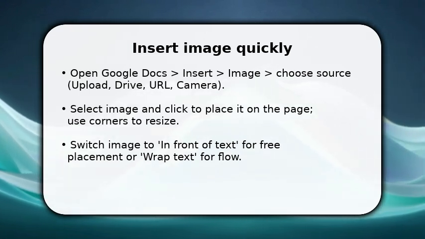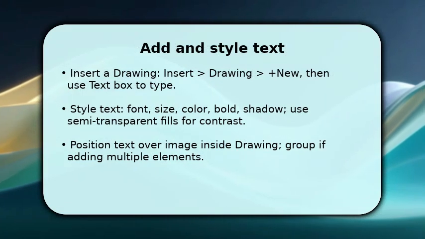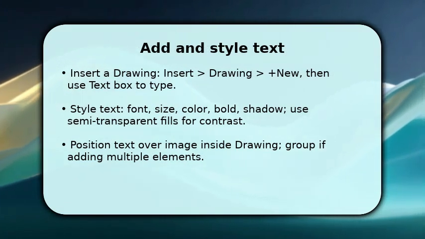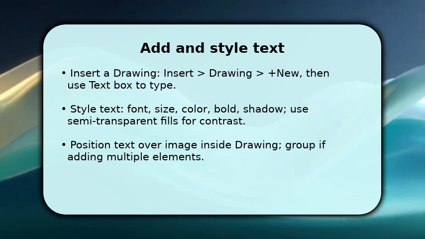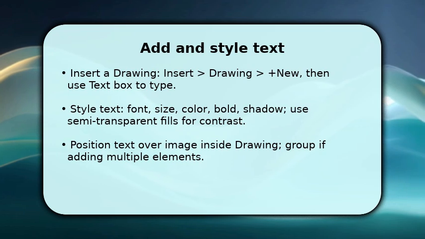Once the image is ready, use Insert Drawing New to add text that sits precisely over the photo. In Drawing, click the text box, type your copy, and then style it. Choose font, size, color, and add bold or shadow for legibility.